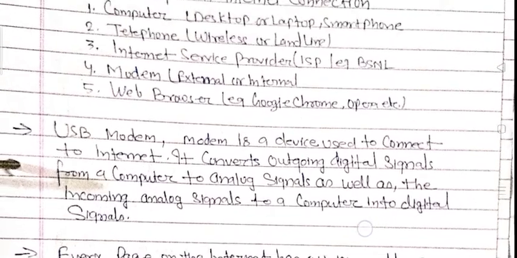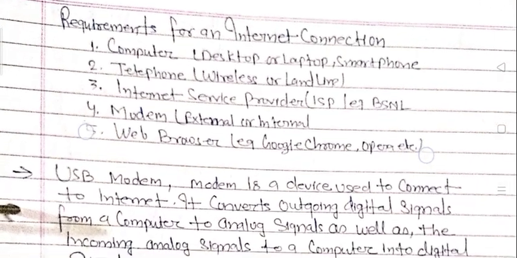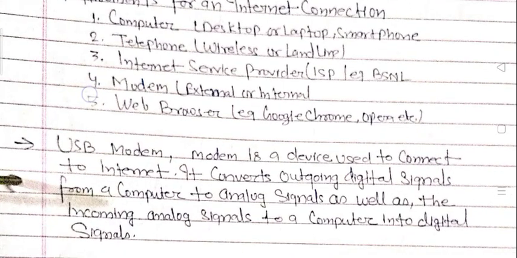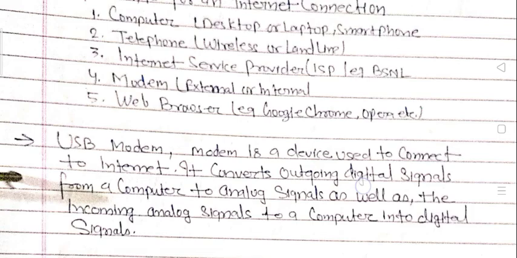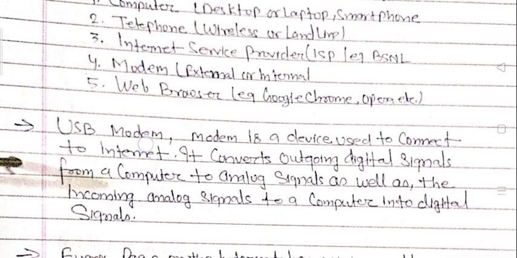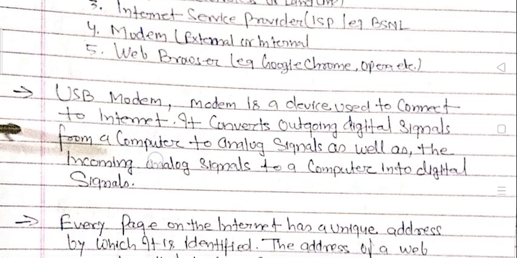Requirements for an internet connection: computer, desktop or laptop, smartphone, telephone, wireless or landline, internet service provider or ISP, for example BSNL, Jio, modem, external or internal, and web browser, for example Google Chrome, Opera, etc.